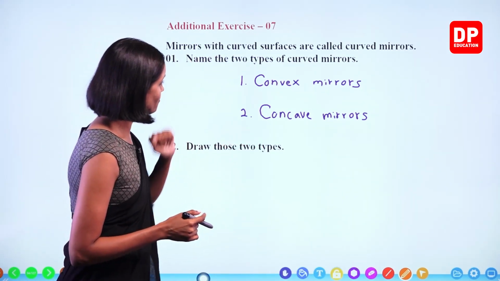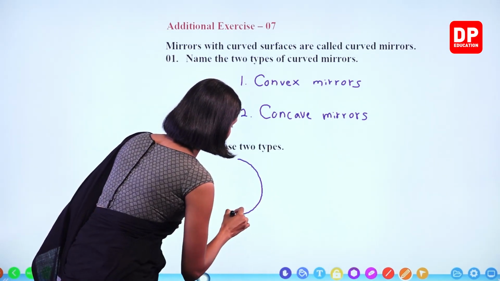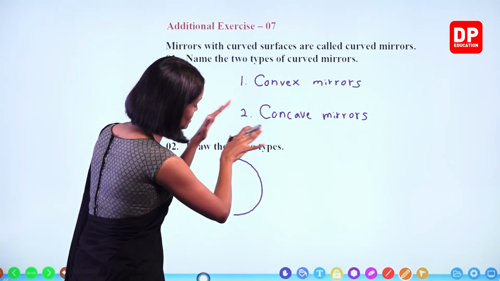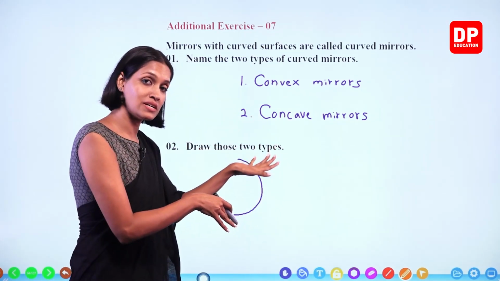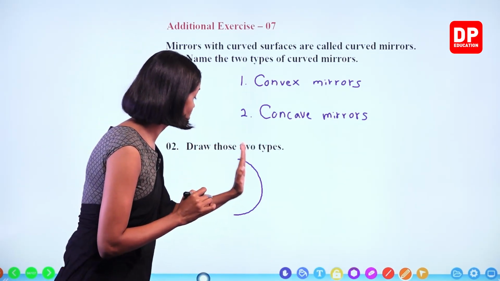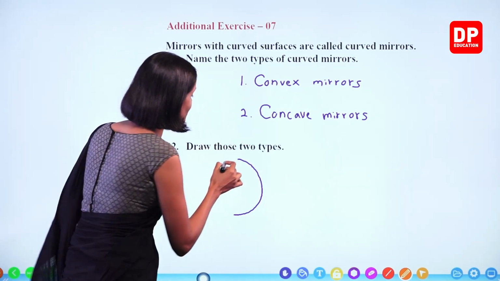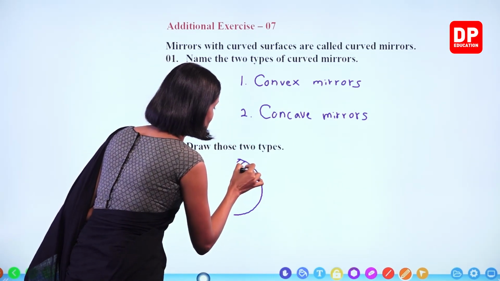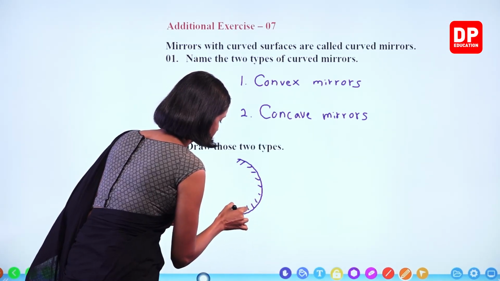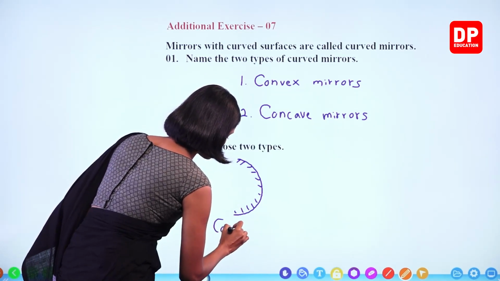How to draw the convex mirrors? Convex mirrors are curved outwards, which means the part that is curved outwards is the mirror side. So whenever you draw a mirror, you have to show the front and the back of the mirror. So how to show the back of the mirror? Using these small lines. Right? This is the convex mirror.